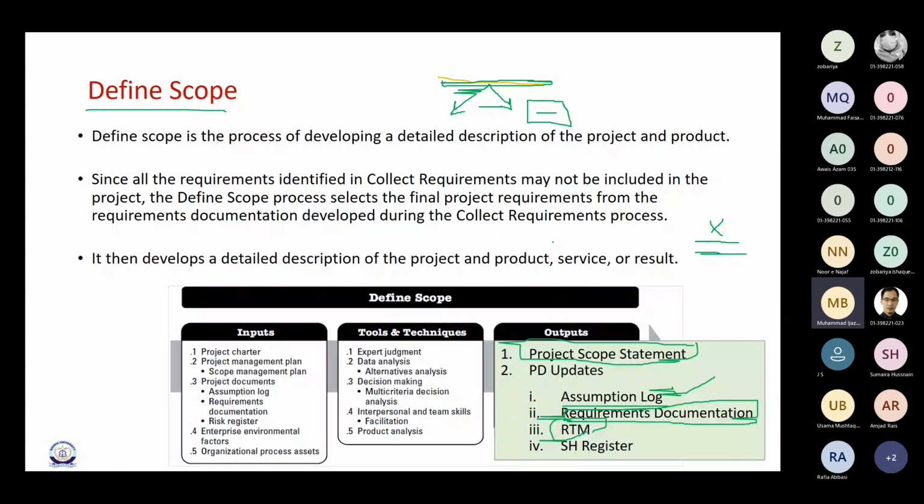Sometimes during the defining scope process, we may identify a new stakeholder, or we may find a specific stakeholder showing their expectations. So our stakeholder register would be updated accordingly. Anyways, I don't consider these as important as the project scope statement, and this would be our focus in the coming slides.